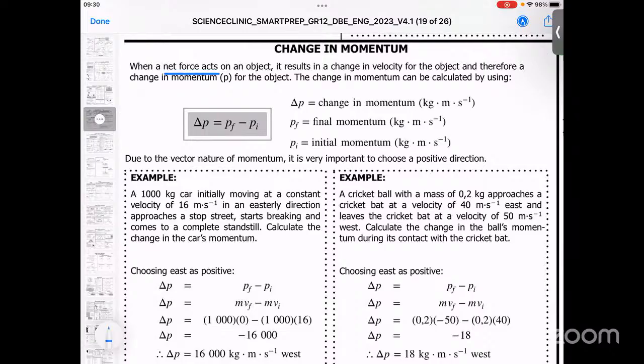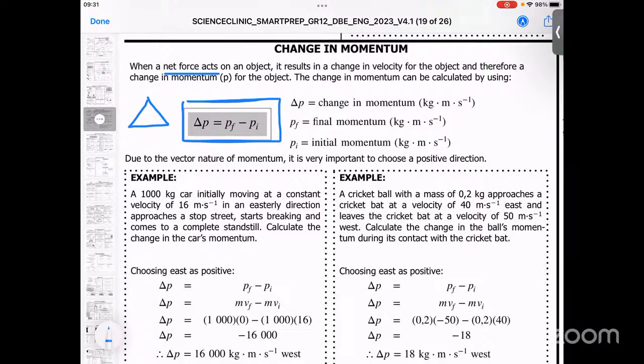So if there is such a change, therefore there is a formula that can be used to calculate that change, where we look at the initial momentum and the final momentum. So that is why the formula looks like that. This thing is a Greek symbol which refers to delta. Delta means change. So think of change as final minus initial, the final situation minus the initial situation.